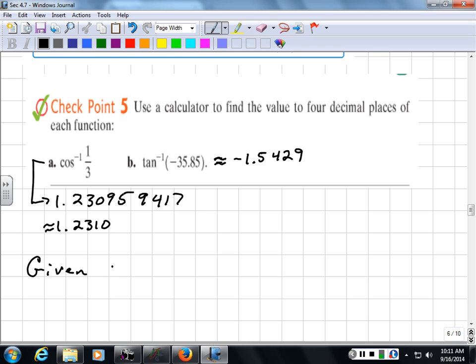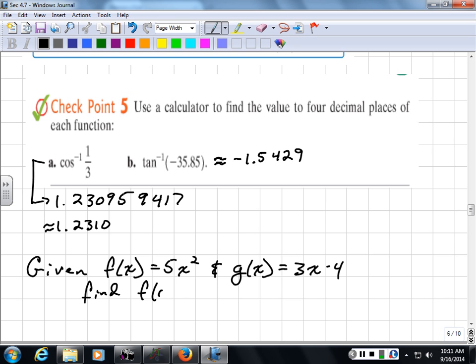Given f of x equals, let's just say 5x squared, and g of x is equal to 3x minus 4, find f of g of x. What's that f of g of x called? Composition. Okay? In fact, everybody tell me what f of g of x is. Go ahead, write it out. Do the work. Let's see it.